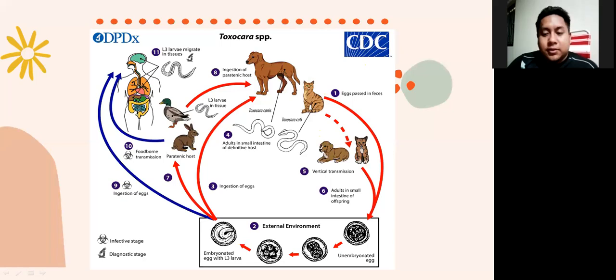Toxocariasis is not transmitted from individual to individual. Direct contact with an infected animal will not produce infection, as the eggs need to mature for a number of weeks in the soil before they can cause the disease.